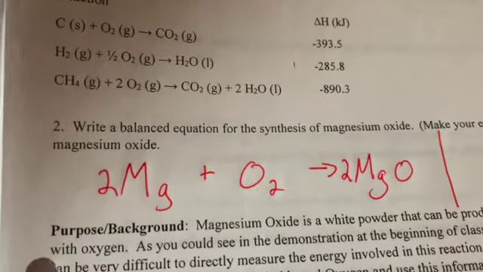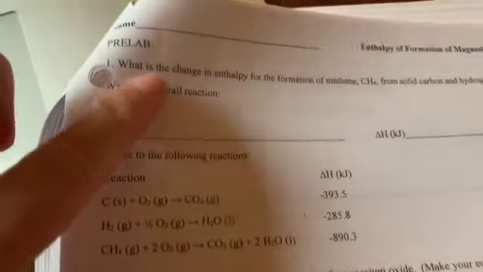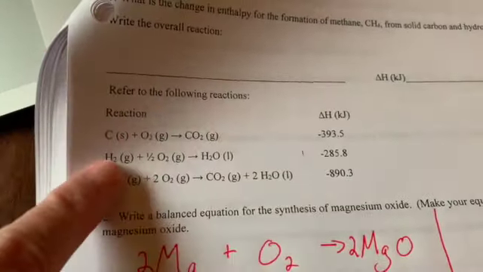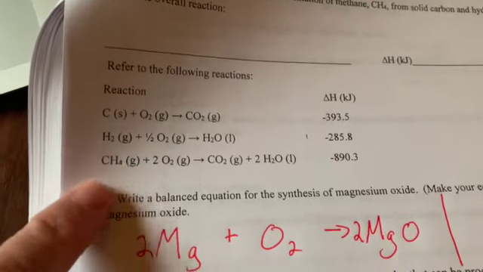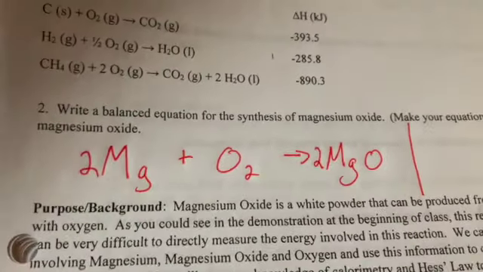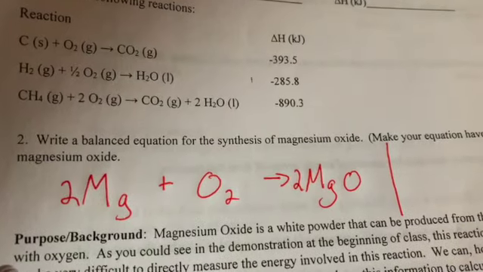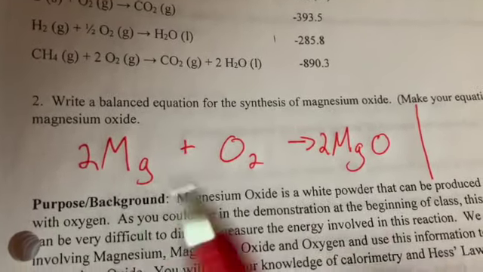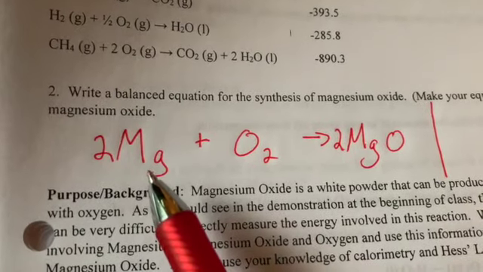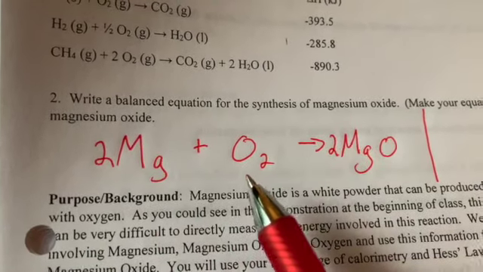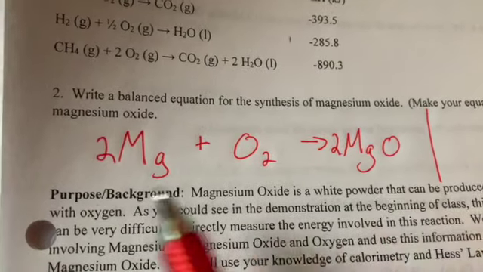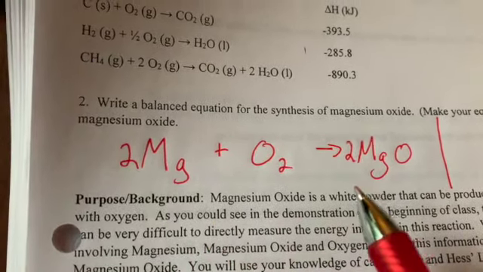I'm actually in number 2 on your pre-lab. Number 1 is just a regular Hess's law problem that I'm going to want you to do and prove that you have watched those notes and you know how to deal with Hess's law. This is number 2. Write a balanced equation for the synthesis of magnesium oxide. In a moment, you're going to watch Maurice actually do this reaction where he takes a piece of magnesium metal and he burns it, and he's going to produce a white powder that is magnesium oxide. And this is the balanced equation for that.